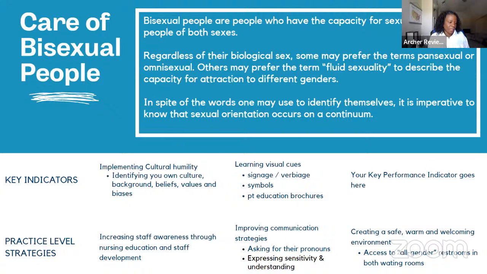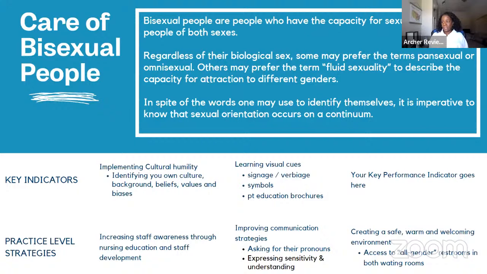Okay, let's talk a little bit about caring for bisexual people. Bisexual people are people who have the capacity for sexual attraction to people of both sexes, regardless of their biological sex. Some may prefer to use the terms pansexual or omnisexual. Others may prefer the term fluid sexuality to describe their attraction to different genders. In spite of the words one may use to identify themselves, it's imperative to know that sexual orientation occurs on a continuum, so it could change.